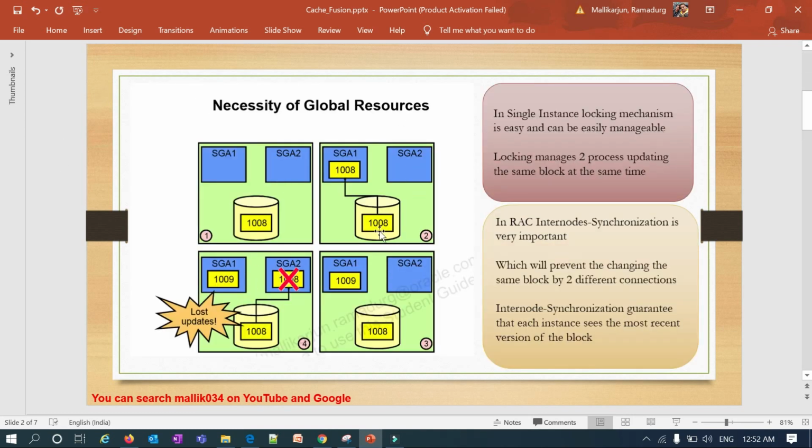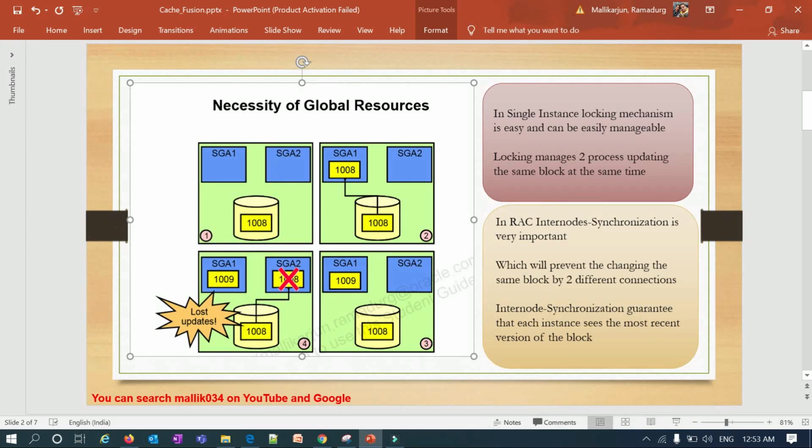If you see this slide, I have represented SGA1 here and SGA2 here, meaning instance 1 and instance 2. I have a data file, and inside that data file I have block 1008. This is a data block, and it has been accessed by SGA instance 1. And this is slide 1.